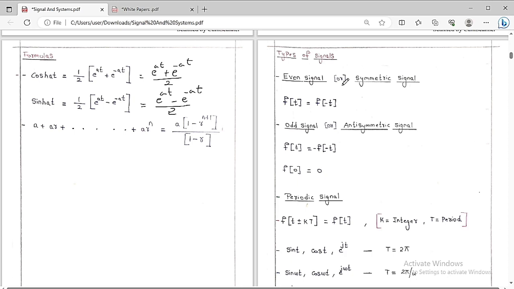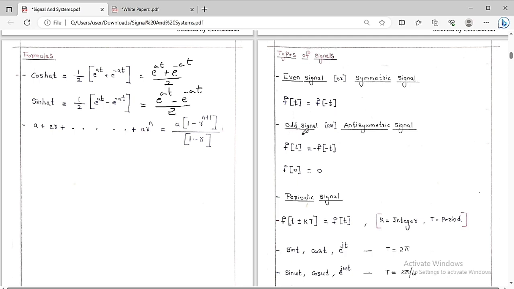What is the meaning of this one? Even signal, as I already told you, means when f of t is equal to f of minus t, we say this signal is an even signal or symmetric signal, that is, it is symmetric with respect to the y-axis. All the signals we discuss here are basically real signals. So a signal is said to be an even signal or symmetric signal when f of t is equal to f of minus t. It is symmetric with respect to the y-axis.